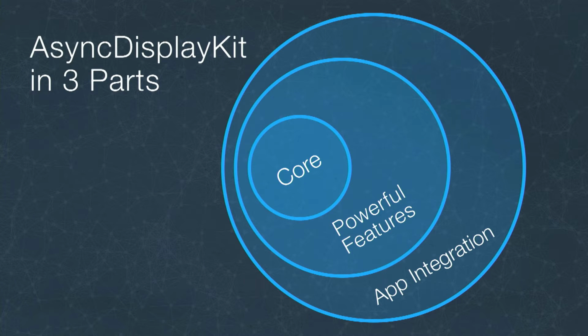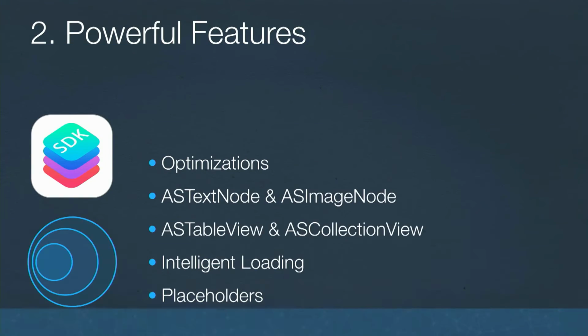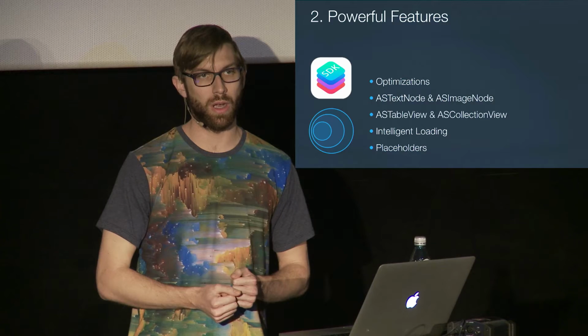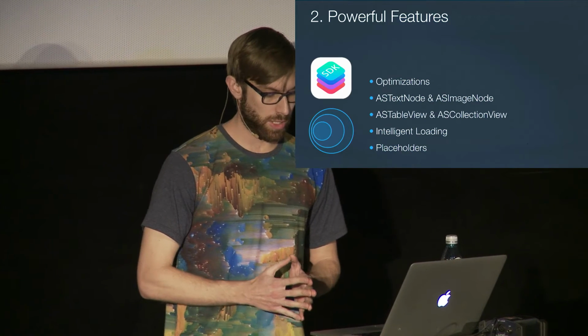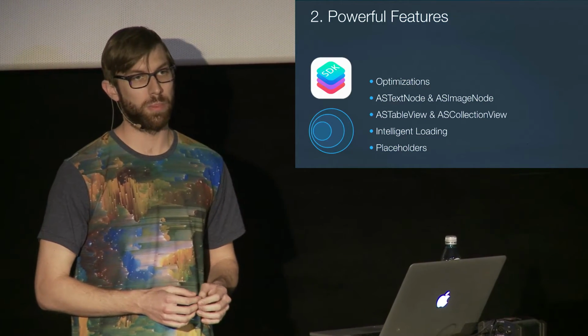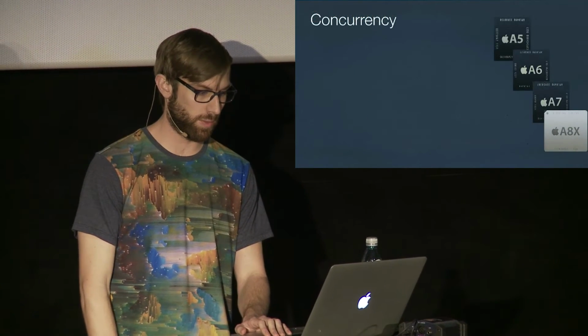You don't often need to work with rendering code like that, but let's get into some of the features that make this abstraction special. A lot of them are optimizations that you get for free, but are really cool. We'll go into text node and image node, which are much more powerful replacements for UILabel and UIImageView. ASTableView and ASCollectionView are basically asynchronous versions of those classes. We'll talk about intelligent loading, which can help you manage your network requests automatically, and also those placeholder states I mentioned.